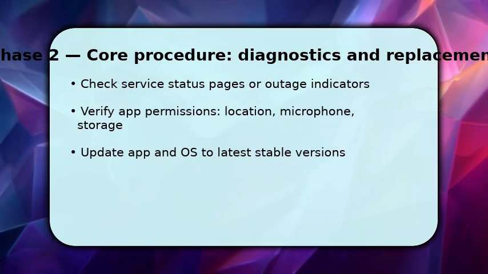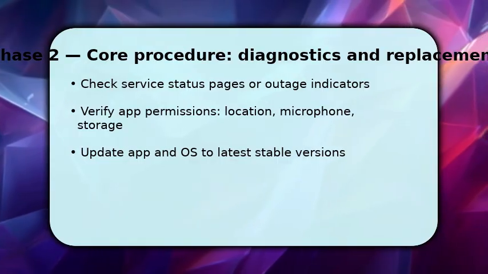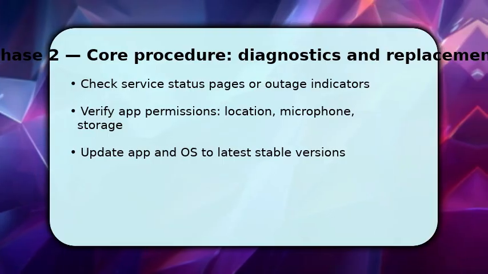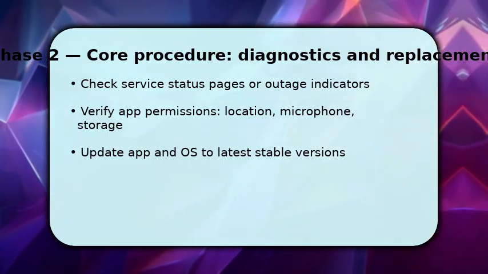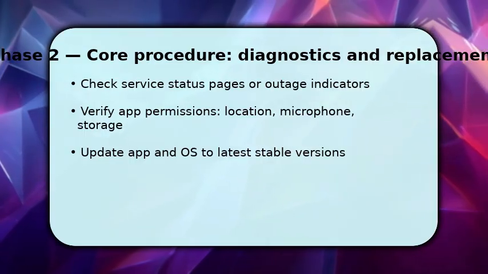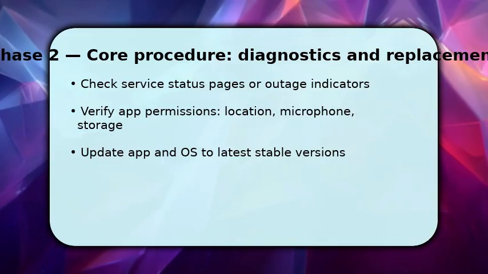Next, investigate service and permission factors because the platform or access rights often block the experience. Check the service status or in-app notifications for outages. If the backend is down, you wait. Make sure the app has required permissions like location, microphone, or storage. Lack of permission can return a generic unavailable message.